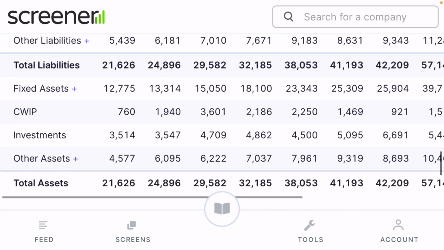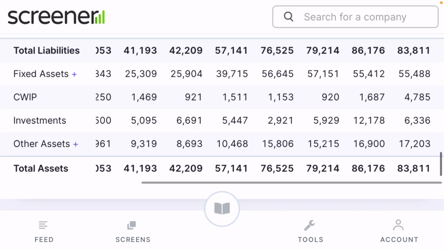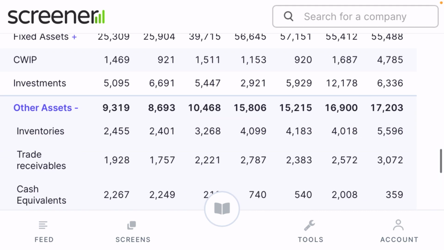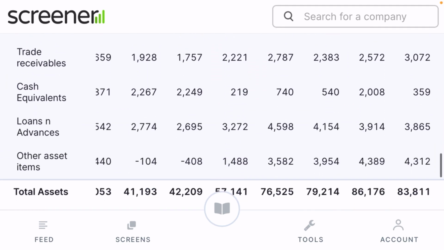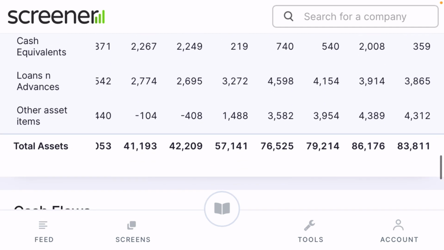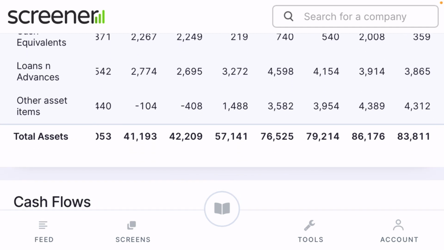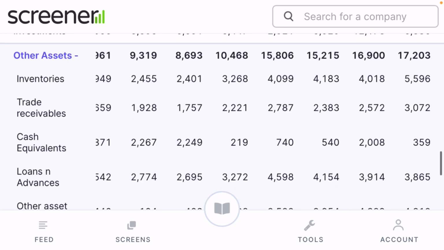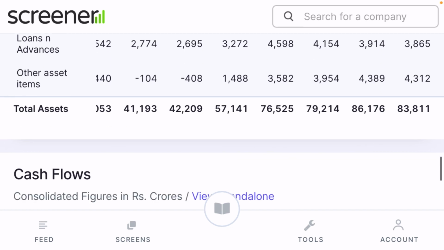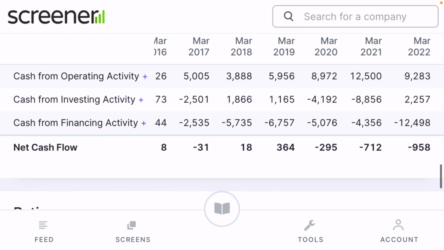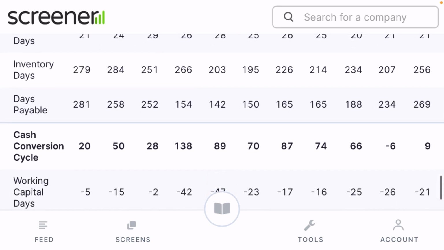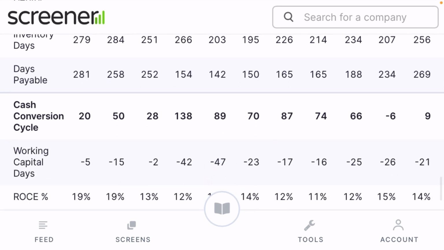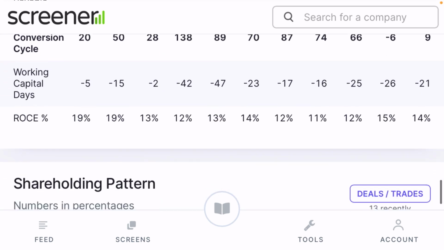The company has investments of 6,000 crore. Among other assets, inventory is 5,500, trade receivables 3,000, cash is 359, loans and advances 3,800, and other assets 3,412. Cash of 359 is also a good sign for the company. Overall assets are increasing year on year, very good. The company has solid fundamentals. Debtor days are flat, inventory days flat, days payable flat, cash conversion slightly changed, and working capital also flat.